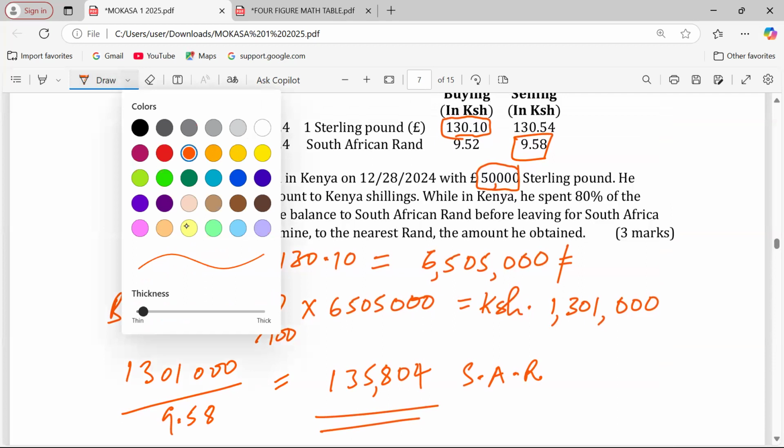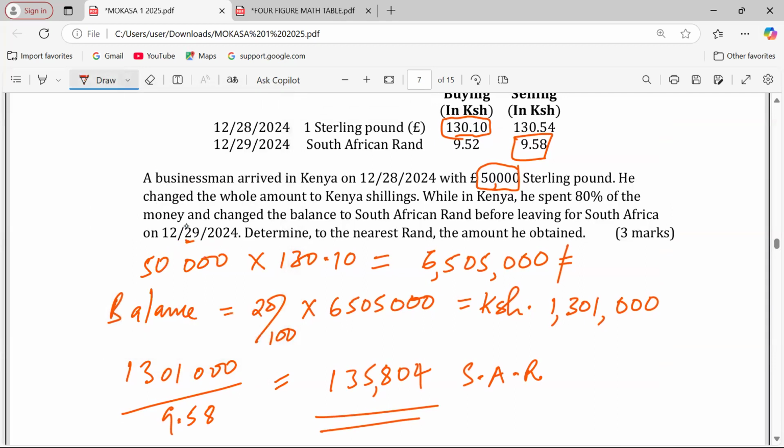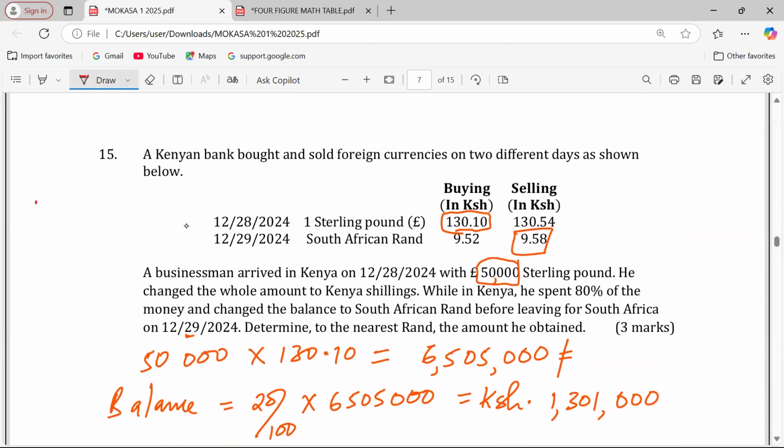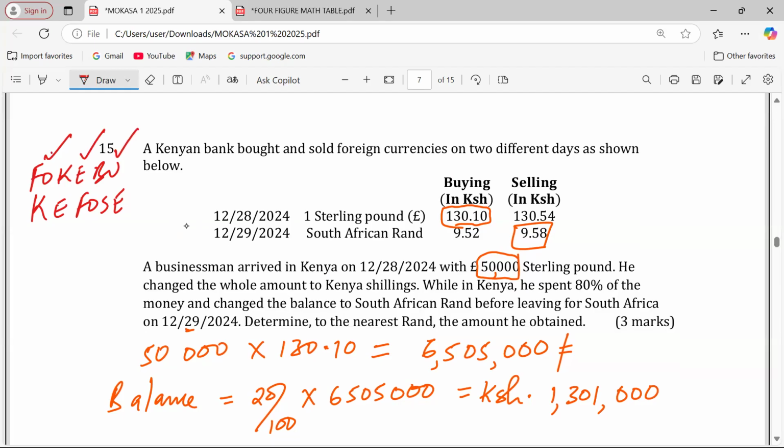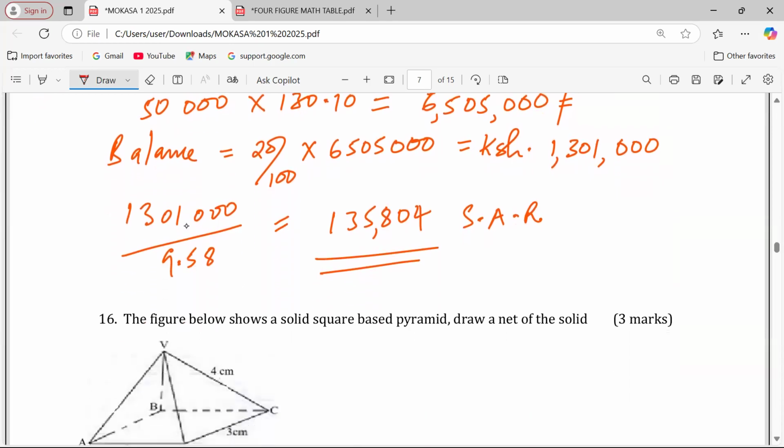Remember, there are some acronyms. If a student doesn't know the language that we are using in the bank of buying and selling, some don't know when to buy, when to sell. We can use the acronym KEFOSE and FOKEBU. FOKEBU means foreign currency to Kenyan currency, use the buying column. KEFOSE means Kenyan currency to foreign currency, selling column. And here we multiply, here we divide. So that is it. You can be guided through that.